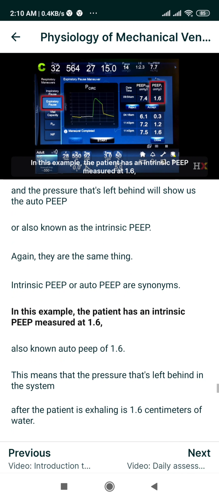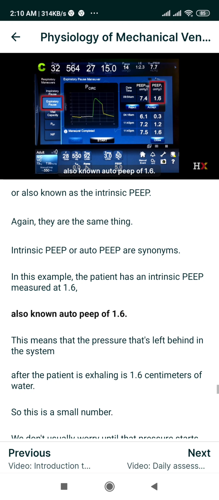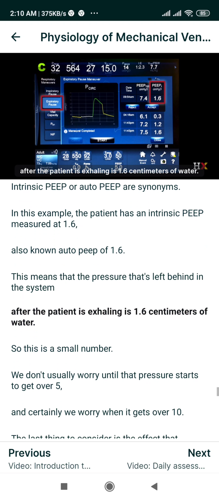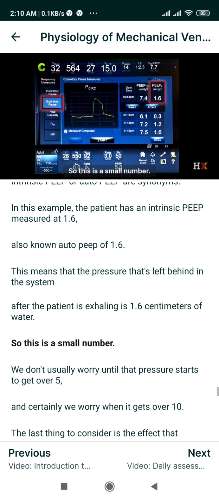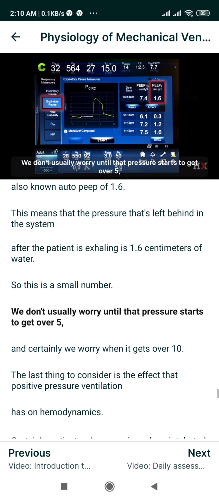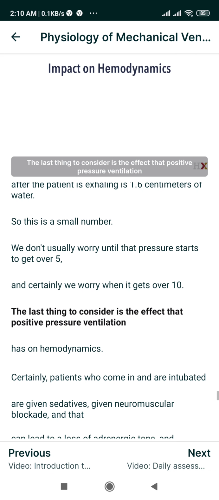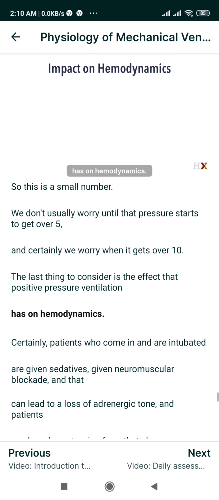In this example, the patient has an intrinsic PEEP measured at 1.6, or also known auto PEEP of 1.6. This means that the pressure that's left behind in the system after the patient is exhaling is 1.6 centimeters of water. So this is a small number. We don't usually worry until that pressure starts to get over 5, and certainly we worry when it gets over 10. The last thing to consider is the effect that positive pressure ventilation has on hemodynamics.